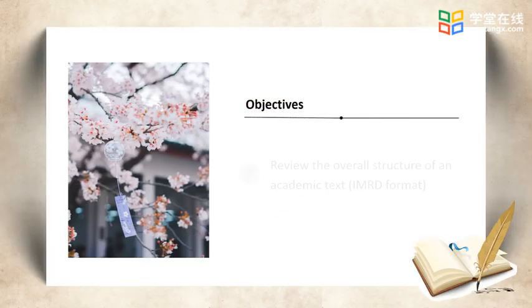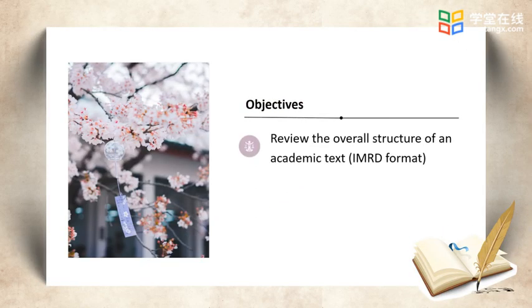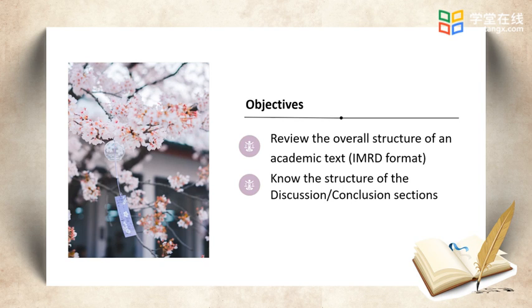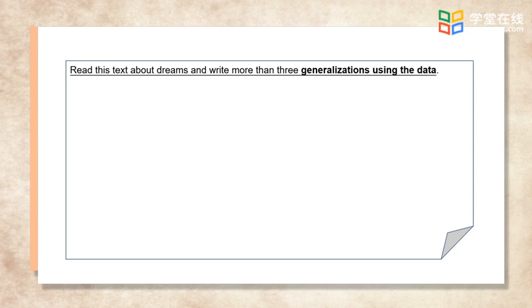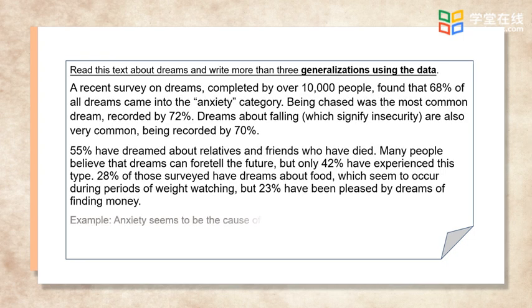Objectives: review the overall structure of an academic text, that is, IMRD format. Know the structure of the discussion conclusion sections. Learn generalization phrases to present the conclusions. Read this text about dreams and write more than 3 generalizations using the data. Example: anxiety seems to be the cause of most dreams.